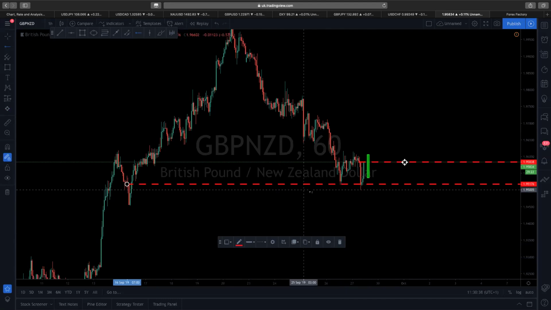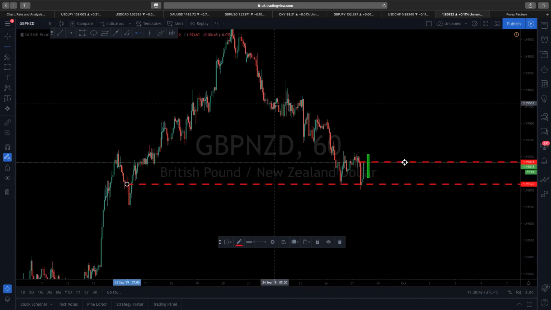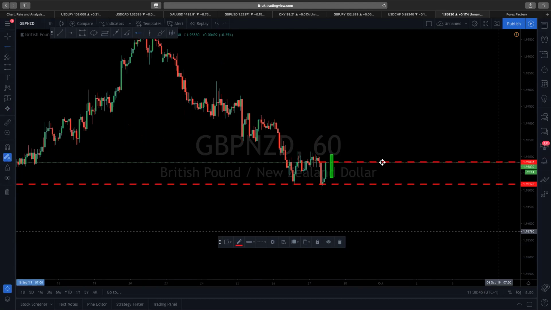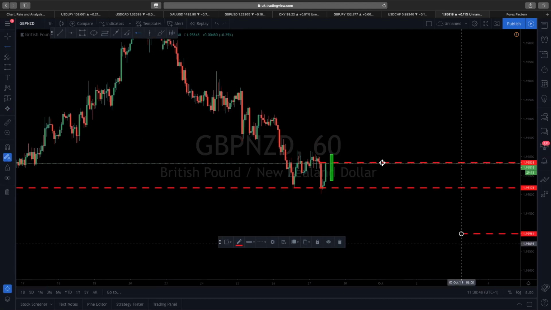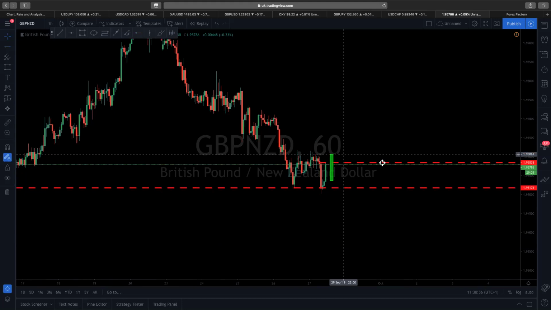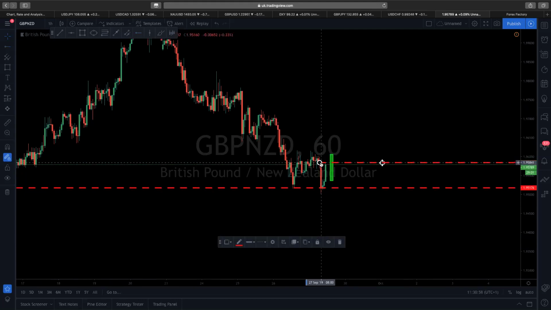So will that be a sell or a buy if it's played like that? It will be a buy. GBP NZD will be a buy. This candle here, you can see how bullish it's going. Are you seeing GBP NZD? Are you seeing how bullish that candle is? After taking out this low, what is happening next? The candle is just going back up.